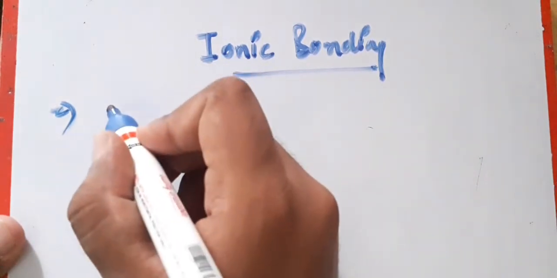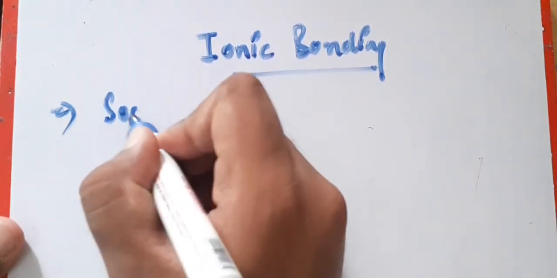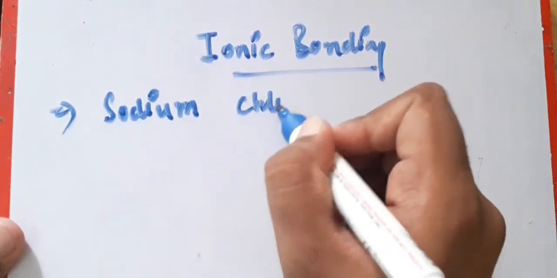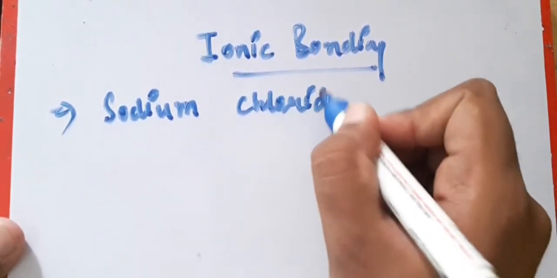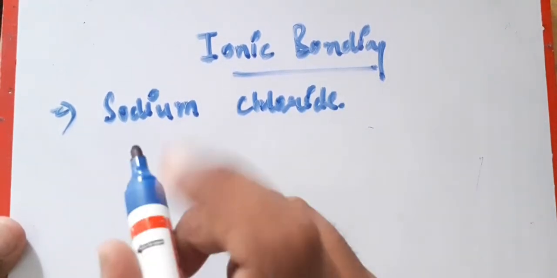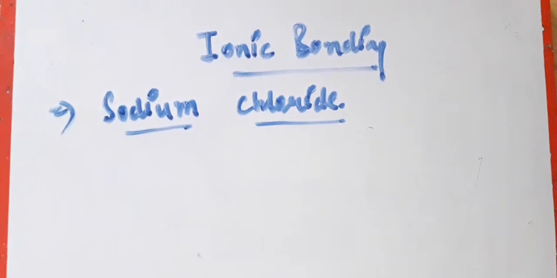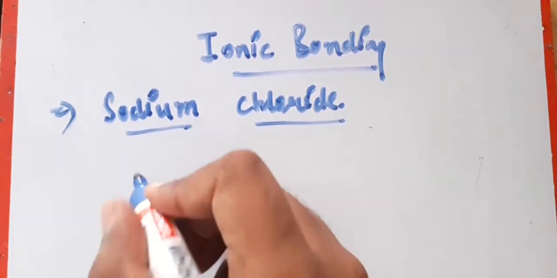So we are taking some examples. Suppose sodium chloride. How do we make an ionic bond in the case of sodium chloride? As we can see, first thing is that sodium carries a positive charge and chlorine carries a negative charge. So that means they can form this ionic bond.